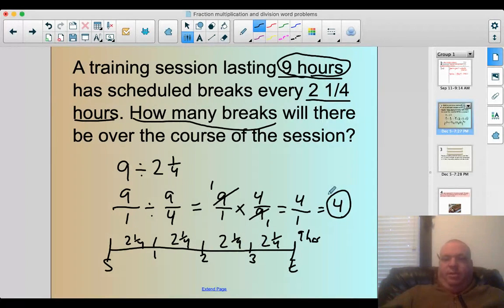Okay, so this 4 was necessary in figuring out kind of what the day looked like. But you want to be real careful, make sure you're answering the question. If it asks how many breaks, there's going to be 3 breaks. There's my answer.